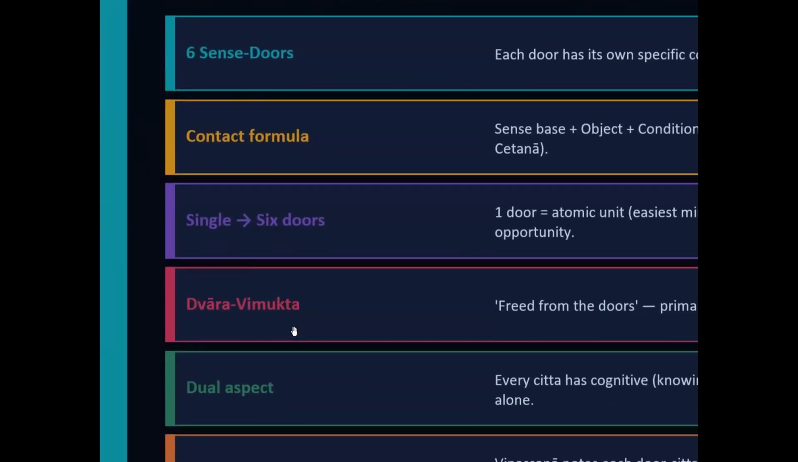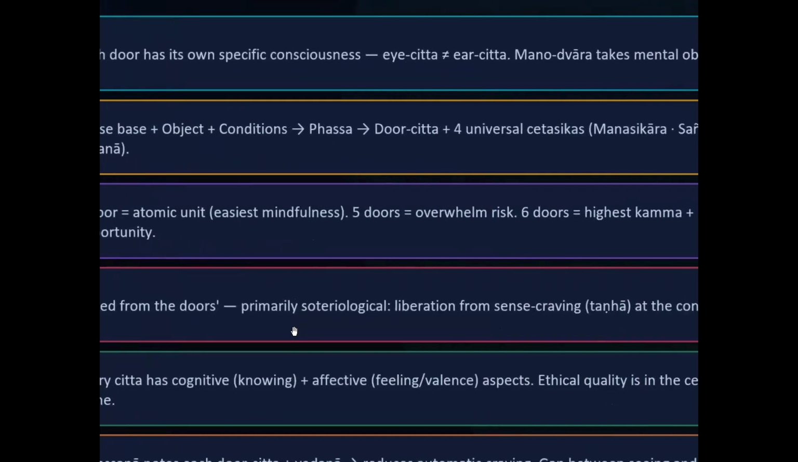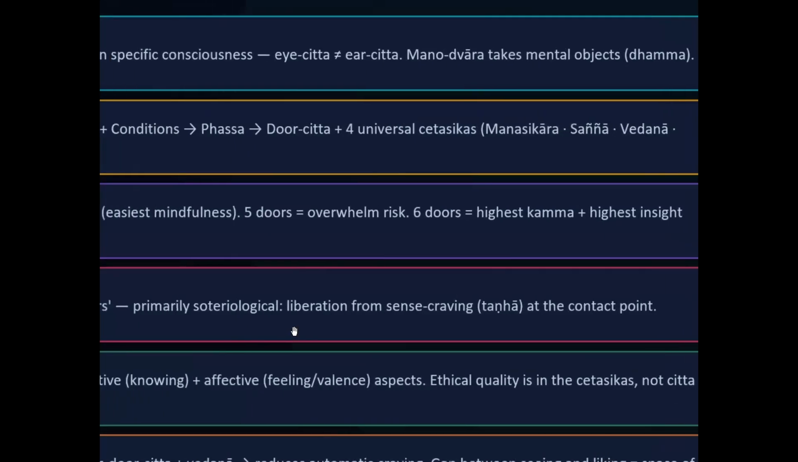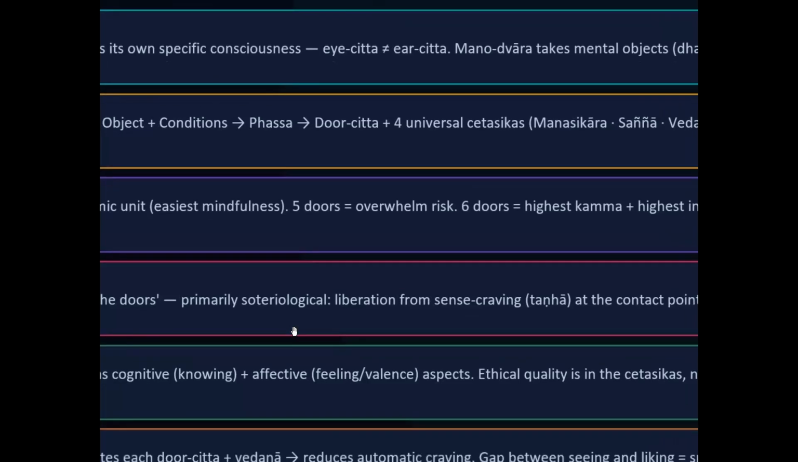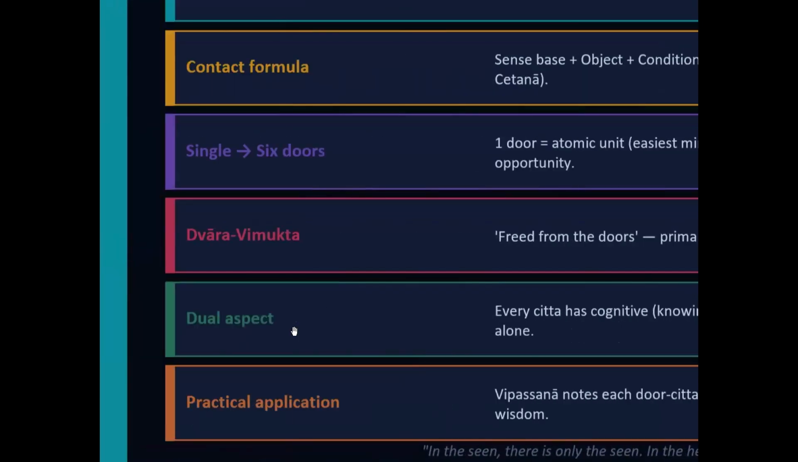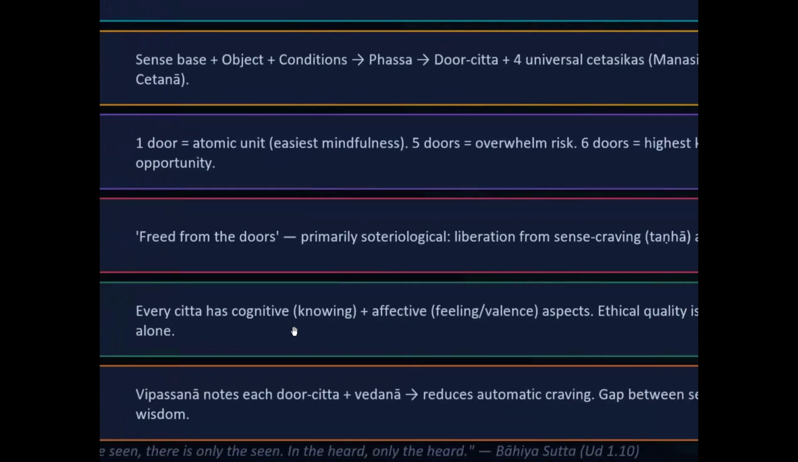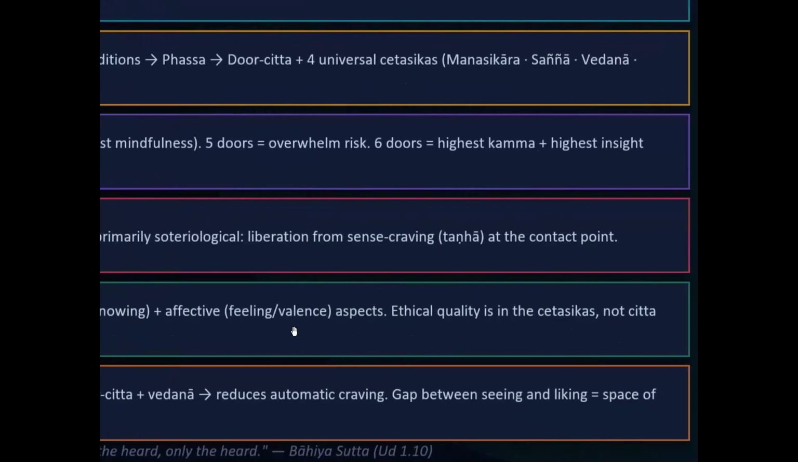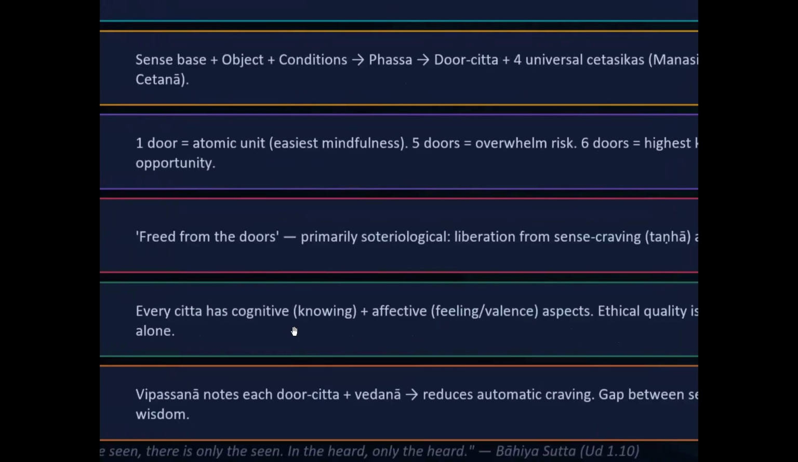Dvāra Vimutta, free from doors. This is primarily soteriological. It's a liberation from sense craving, okay? At the contact point, that means to cut off your senses, especially from this kind of sense craving. Then do expect every citta has recognizing and knowing plus affective. I mean the feeling or valence aspect and ethical quality are in the cetasika, not citta alone.